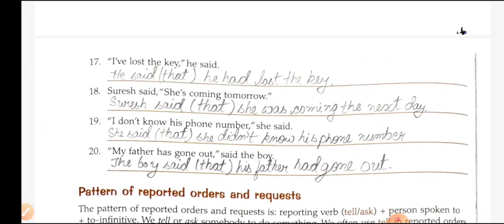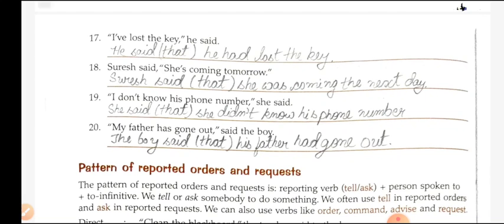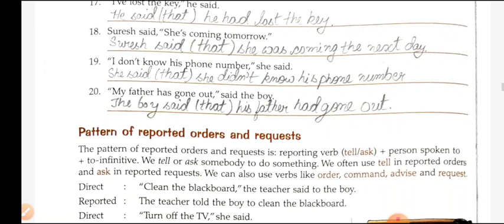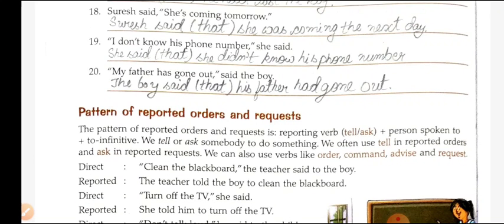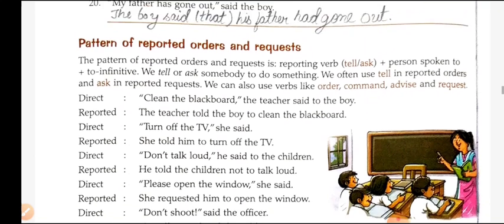17. "I have lost the key," he said. He said that he had lost the key. Suresh said, "She is coming tomorrow." Suresh said that she was coming the next day. "I don't know his phone number," she said. She said that she didn't know his phone number. "My father has gone out," said the boy. The boy said that his father had gone out.